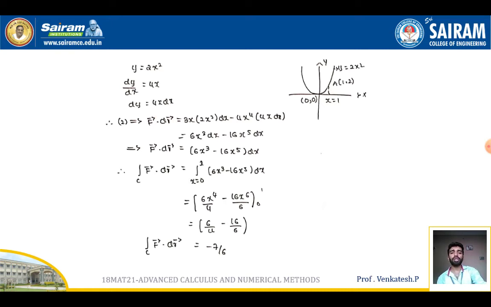Now on replacing the y and dy values, I'll be getting the equation f dot dr is equal to 3x into 2x square dx minus 4x power 4 into 4x dx. I got the equation 6x cube dx minus 16x power 5 dx. So I got f dot dr is equal to 6x cube minus 16x power 5 dx.